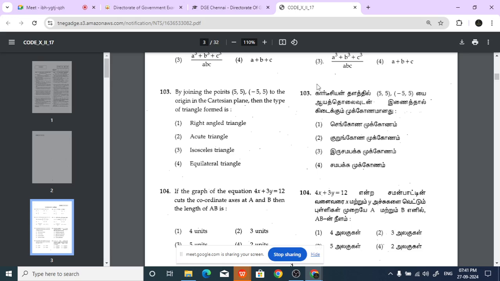Isosceles triangle is the right answer. Correct. Very good. All of you, are you getting it? It's easy. That's why I don't want to explain this to you.